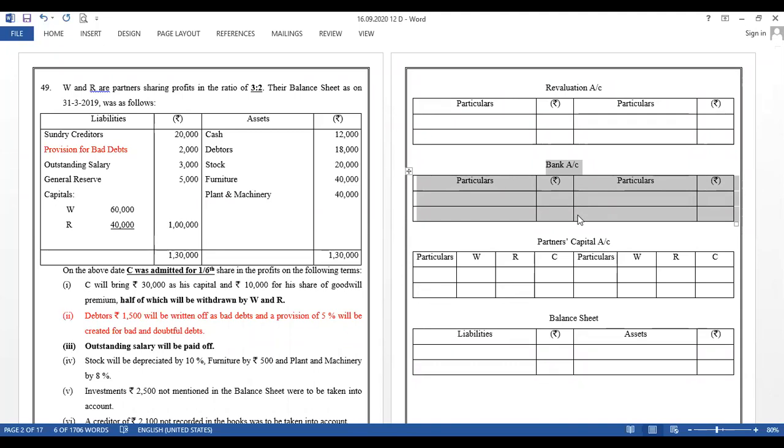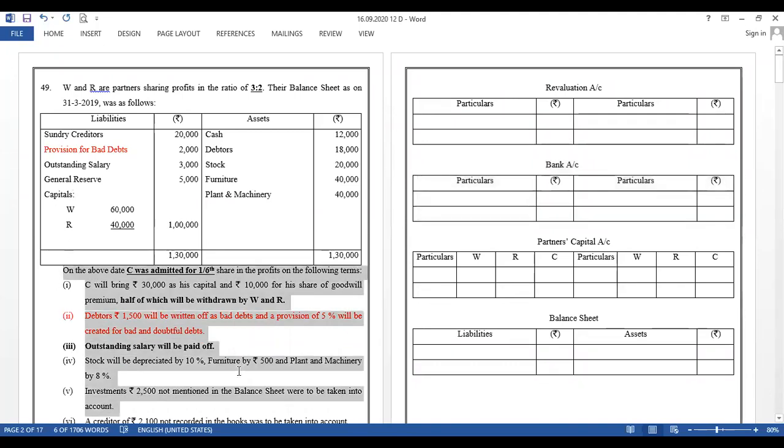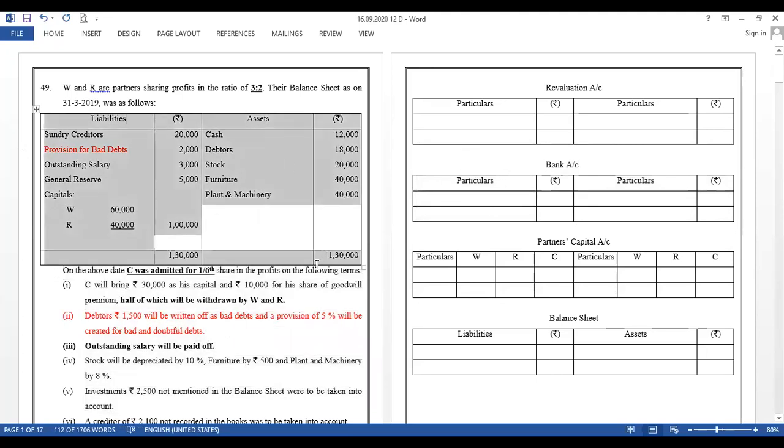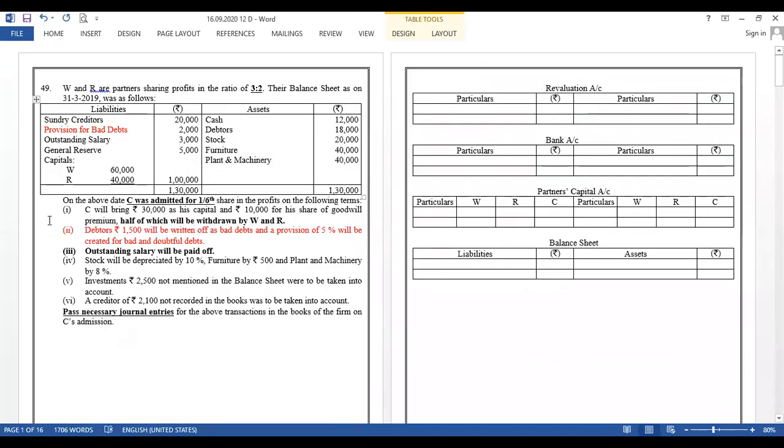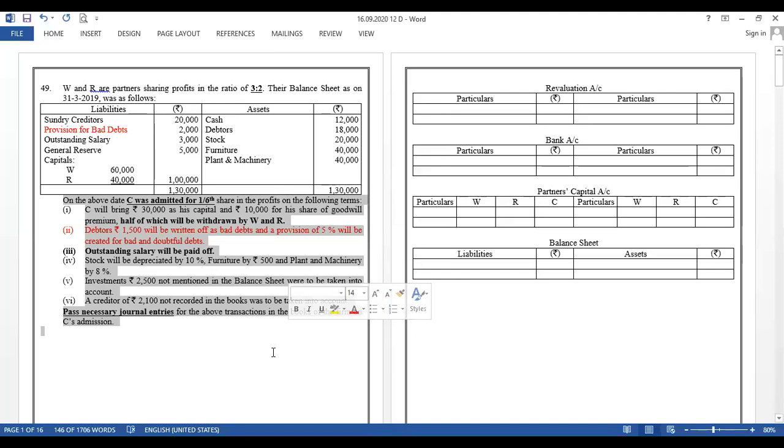How do we start with the sum? We need to go through the adjustments first, then go through the balance sheet, and then close the accounts one by one. These are the steps I want you to follow. We have not been asked to calculate the new ratio, so we are not going to work on that. There is no mention of sacrifice by the old partners, so it is assumed that the old ratio is the sacrificing ratio for goodwill and all.